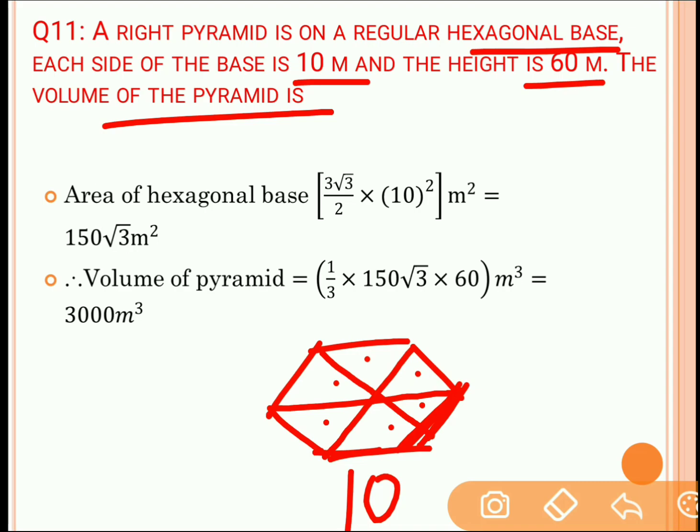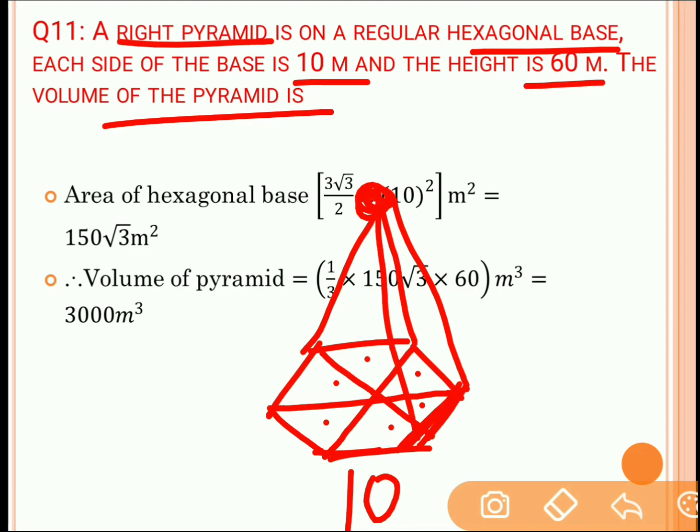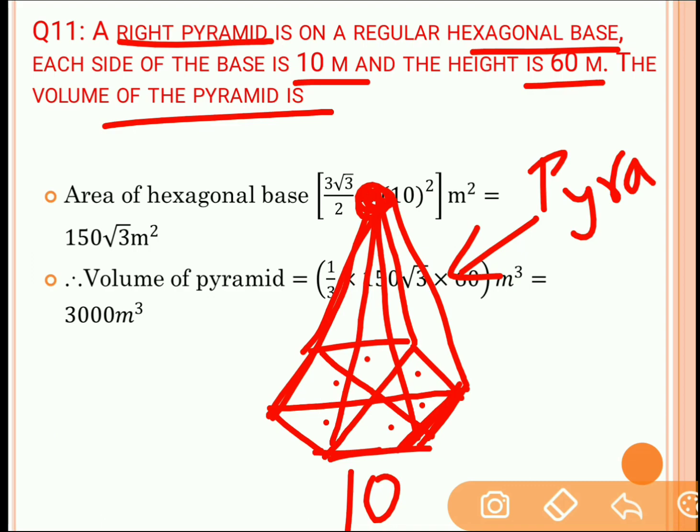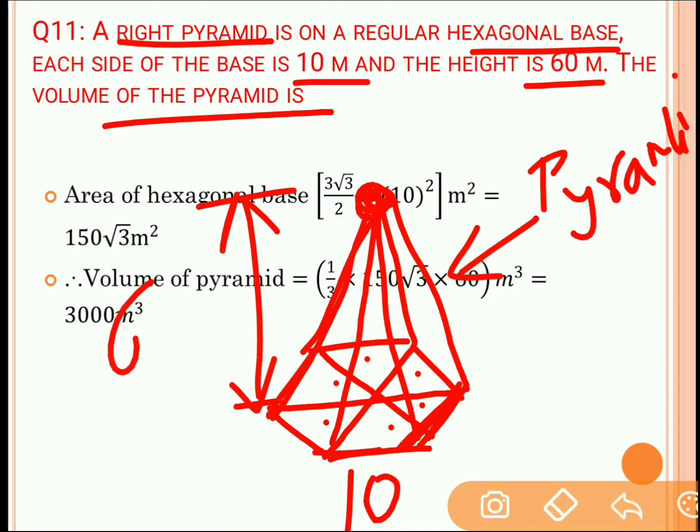Now this hexagonal base is converted into right pyramid. So in a pyramid there is one apex point, and with this apex point all these corner points are joined. So once you join all the corner points, you will get a regular right pyramid. So this is a regular right pyramid, in which the base length is 10 and the height is 60 meter.